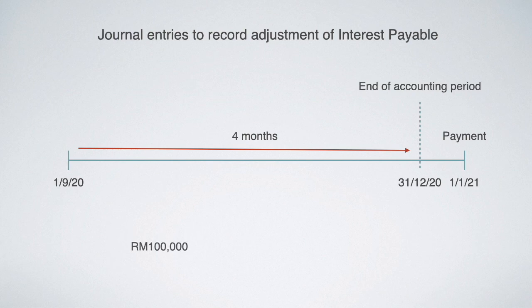You have to calculate the interest. So how do we calculate the interest? The principal 100,000 times the 12% rate, and then times 4 months over 12. Compared to the previous questions, where the question mentioned days, this one mentions months. If it mentions months, you divide by 12. Then you will get 4,000. This 4,000 is the interest incurred after 4 months.